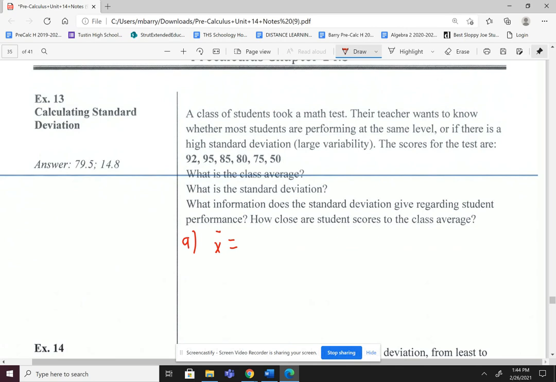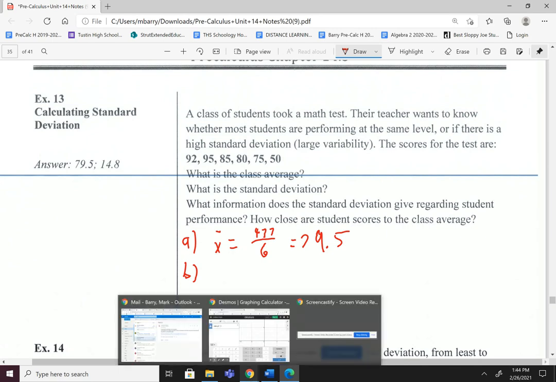92 plus 95 plus 85 plus 80 plus 75 plus 50 is 477. And we have 6 tests. So the average is 79.5. And what's the standard deviation? So for this, again, like I said in the previous video, I'm just going to do this in Desmos.